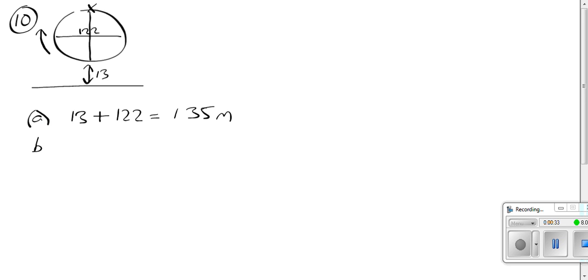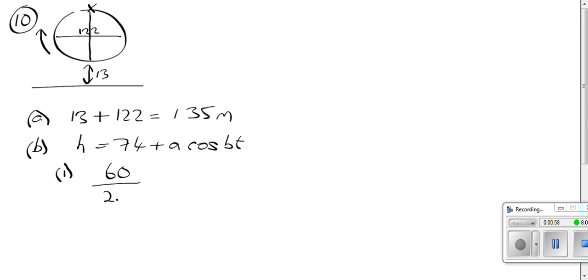Okay, in part B, we're asked to model the motion of the Ferris wheel with this function, h equals 74 plus a cos b t. The first thing we're asked is to show that the period of h is 25 minutes. Okay, it tells me in the question that the wheel completes 2.4 rotations every hour. So, every 60 minutes, there are 2.4 rotations. That tells me that one rotation is going to take 25 minutes.